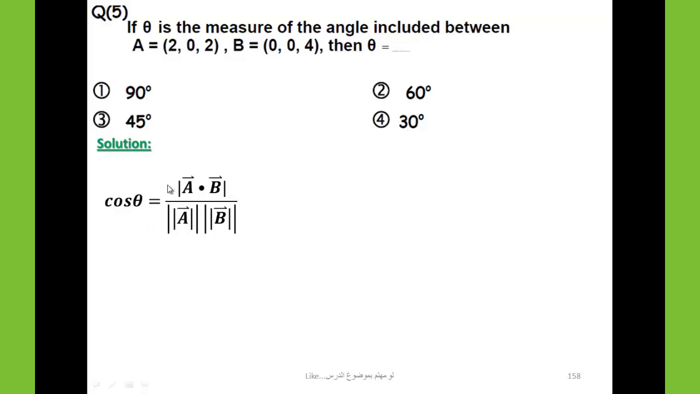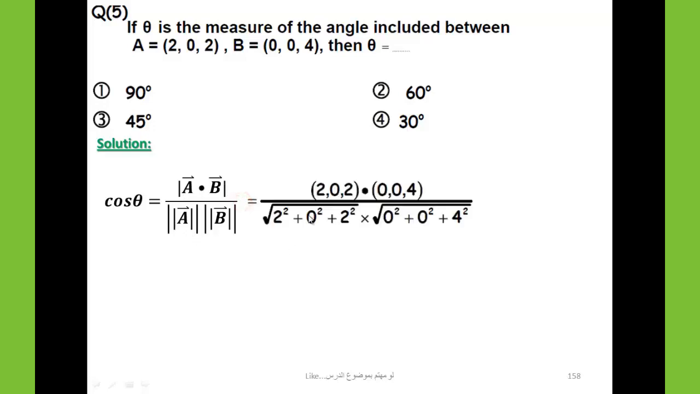Cosine theta equals the absolute value of A dot B over the norm of A times the norm of B, which equals the absolute value of (2, 0, 2) dot (0, 0, 4) over the square root of 2 squared plus 0 squared plus 2 squared, multiplied by the square root of 0 squared plus 0 squared plus 4 squared, which equals 8 over 8 root 2.